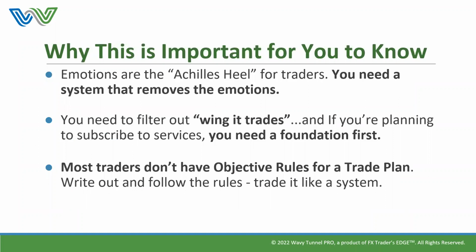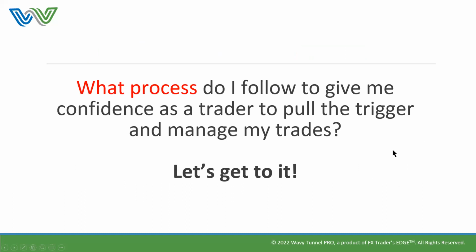This is important for you to know because emotions are the Achilles heel for traders, and you need a system that removes the emotions. You need to filter out wing it trades, and if you're planning to subscribe to services, you need a foundation first. Most traders don't have objective rules for a trade plan. So my suggestion is to write out your rules, follow the rules, and trade it like a system. Really important to be organized. What process do I follow to give me confidence as a trader to pull the trigger and manage my trades?